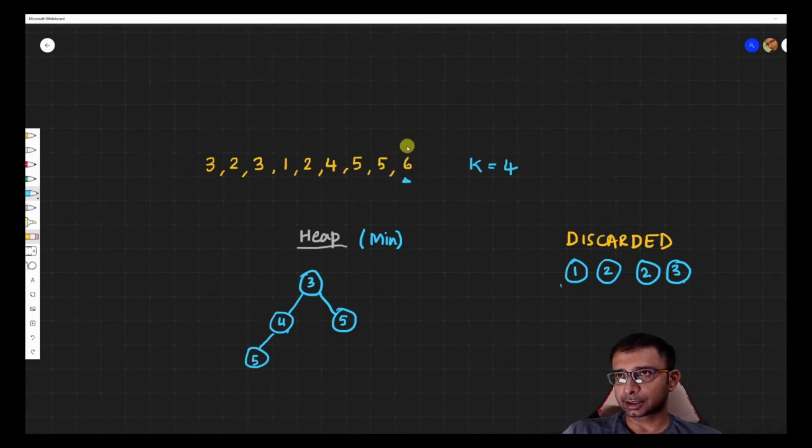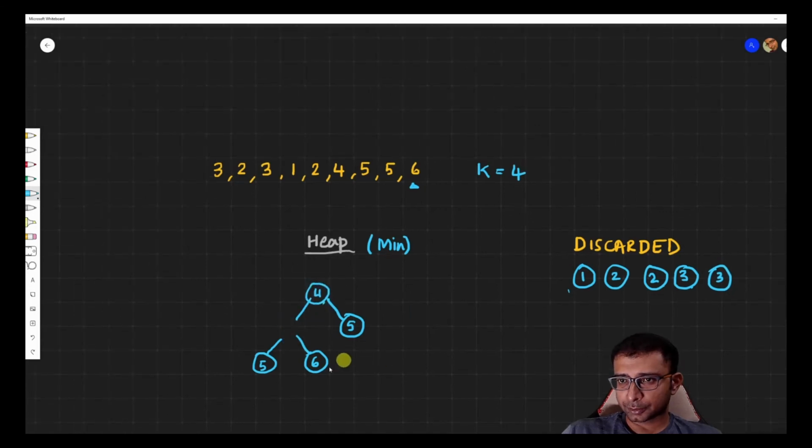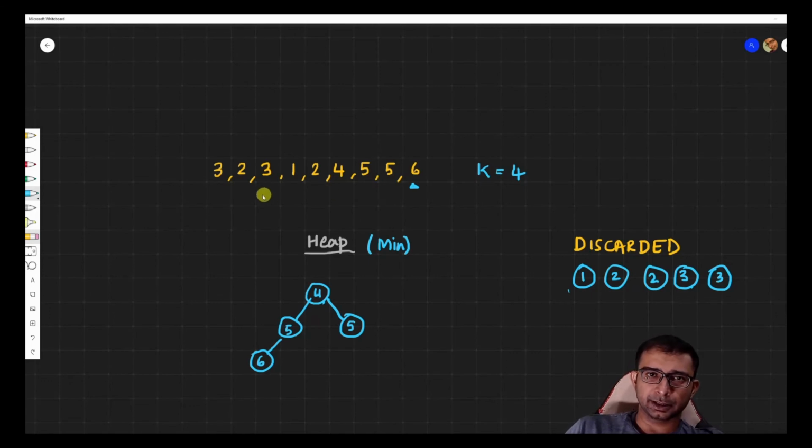What we get is a 6 now. So we put the 6 over here, and again we discard the root of the heap, and 4 and 5 compete. 4 is a clear winner, so 4 goes to the top. 5 and 6 compete. 5 is a clear winner, so 5 goes over here, and 6 comes to this edge. So this is how my heap is after I have inserted all the elements and maintained the size at 4. Whenever it exceeded 4, I just popped out the root element.